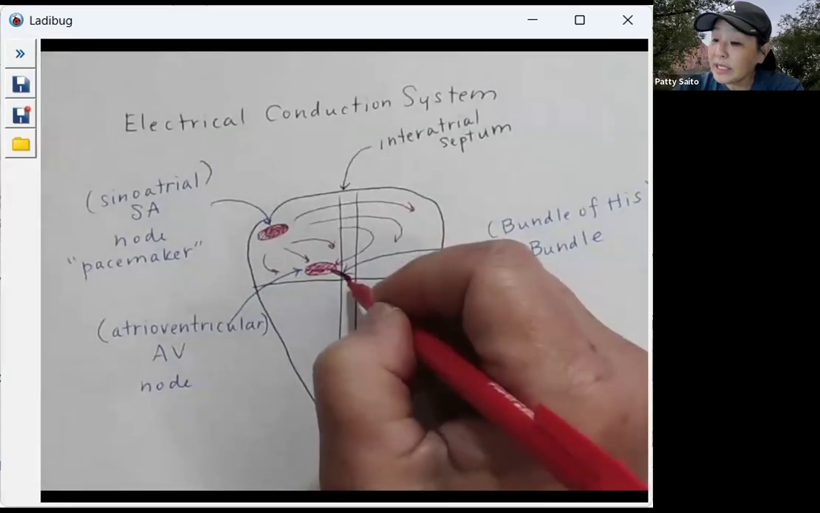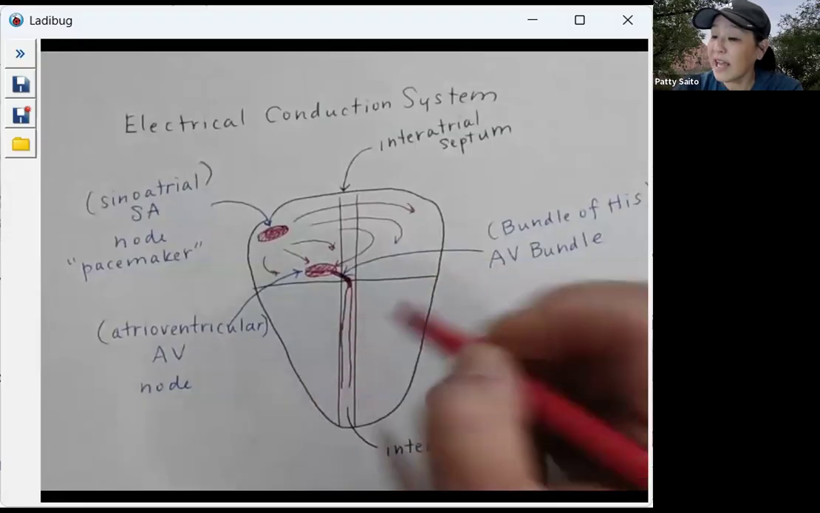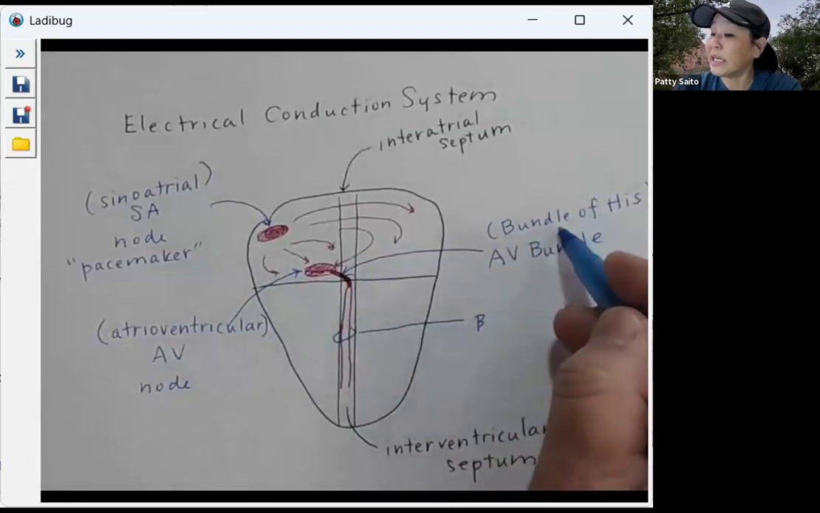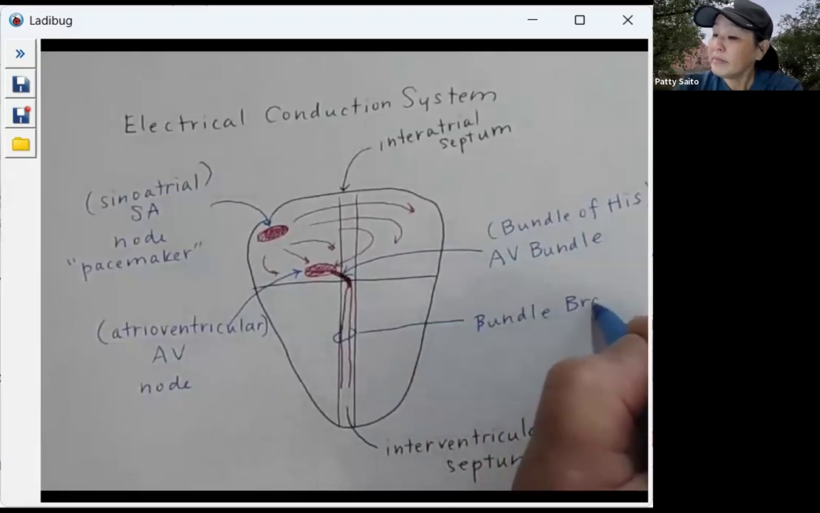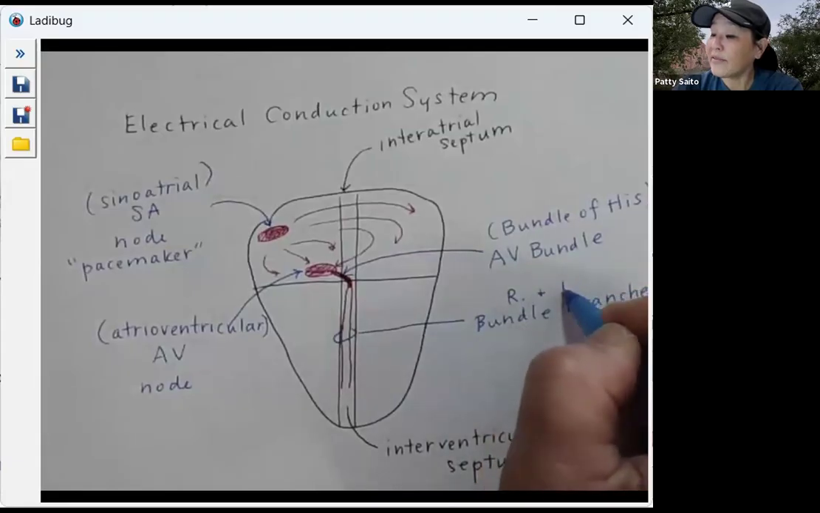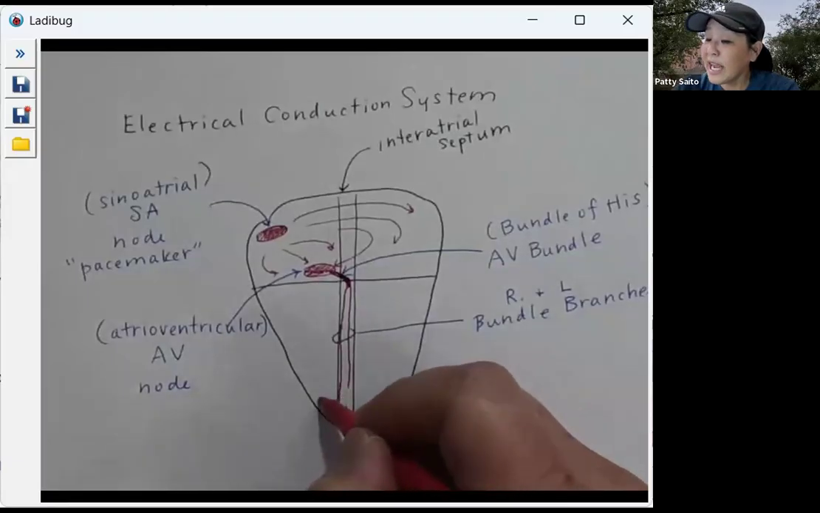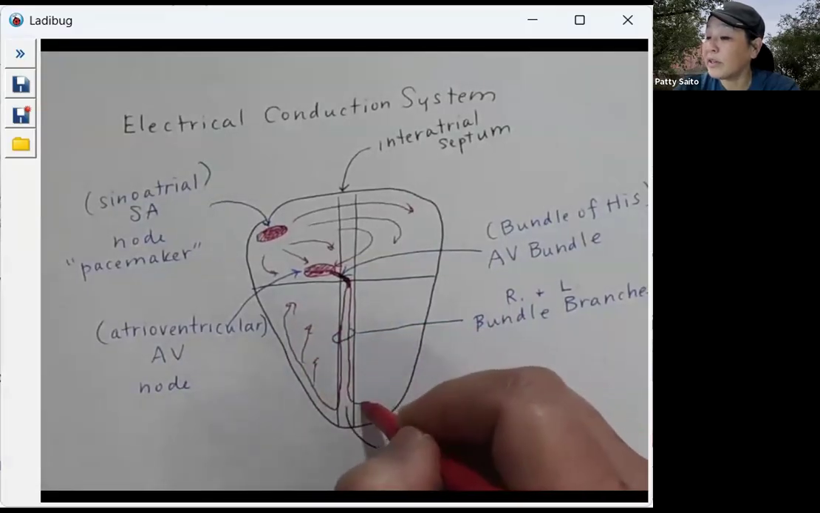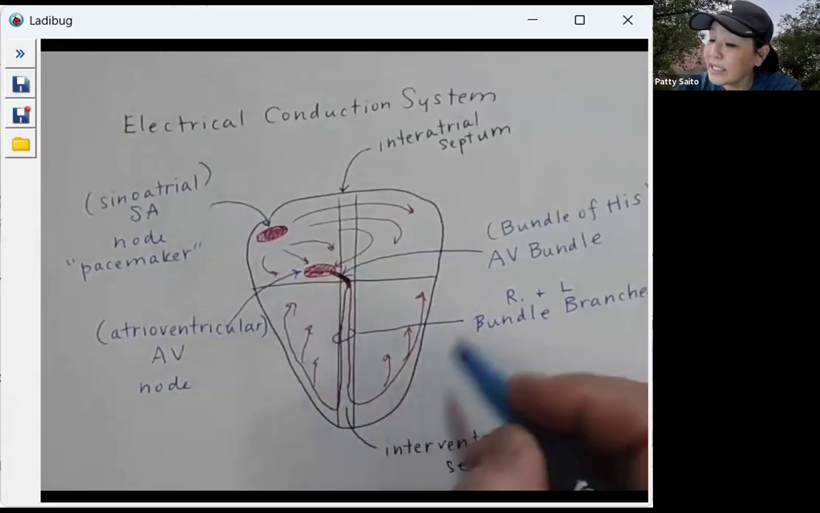Then from here, it's going to split into two pathways, a right and a left side. These are called bundle branches because the bundle is going to branch. Okay, and there will be a right and a left bundle branch. And all these bundle branches are going to do is take the electrical impulse and spread it across the right ventricle and the left ventricle, but it's going to branch into these small branches.